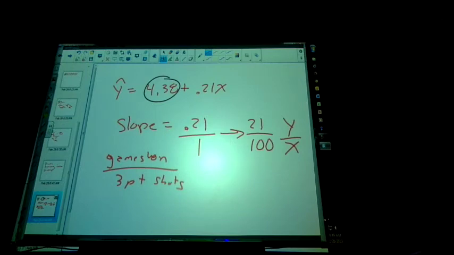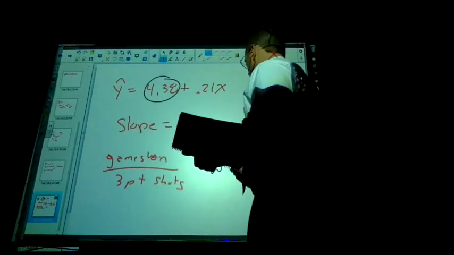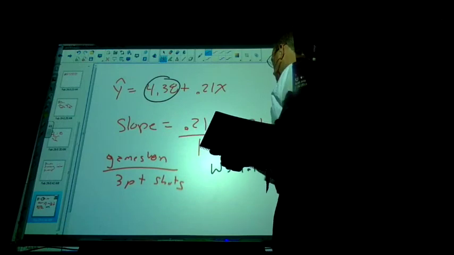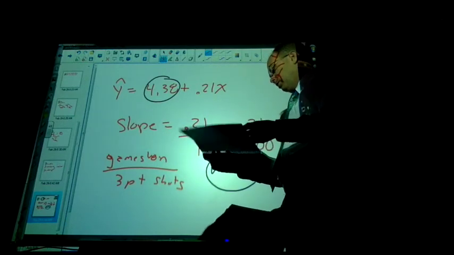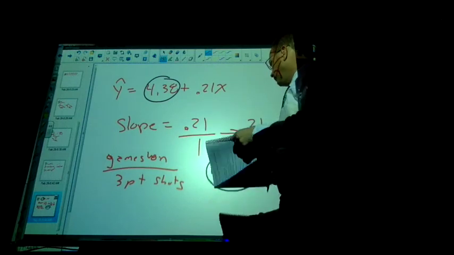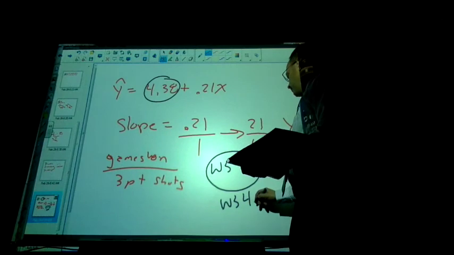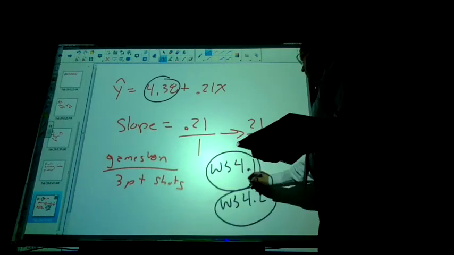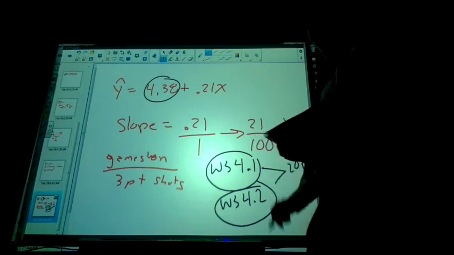So what I will be marking off today, or tomorrow, I will mark off worksheet 4.1. And I will mark off worksheet 4.2. What I'll do is I'll have them under the same thing, so I'll put it in as 20 points. Sound like a deal?